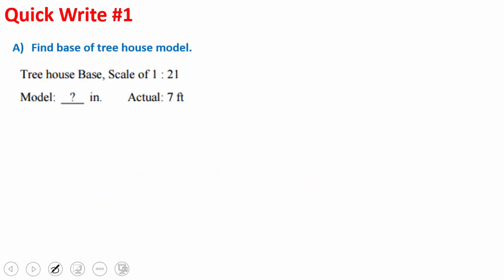So going to our first quick write, find the base of a treehouse. The treehouse scale says 1 to 21. Scratch that. Please put 1 inch to 21 feet. And then here's the actual, so please find the model distance, remembering to write your proportion. Take a quick break. Come on back. We'll talk a little bit about scale factor and finish off Unit 7.